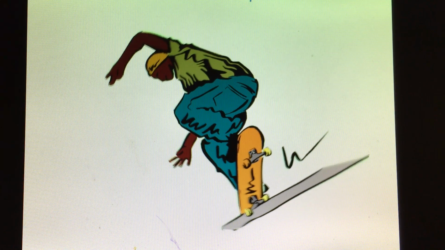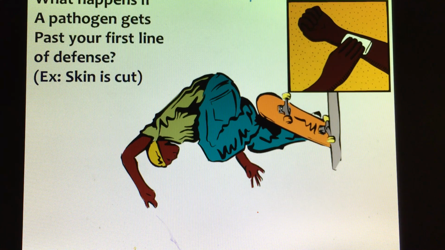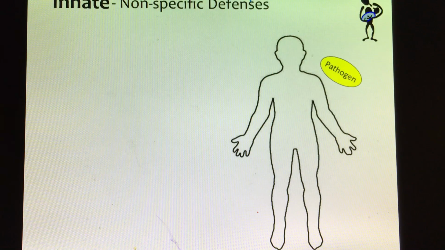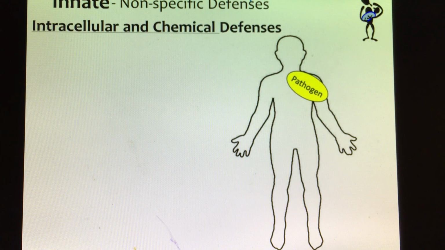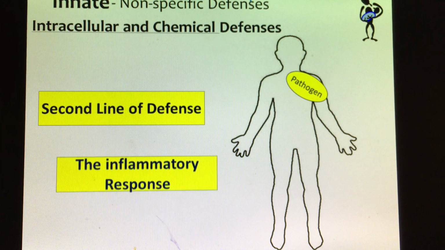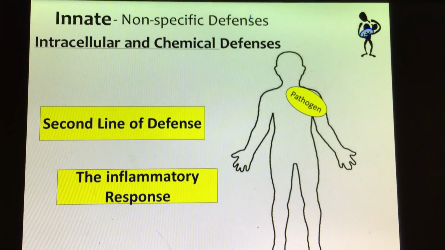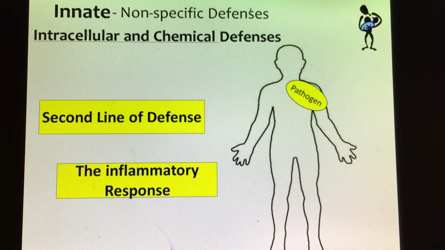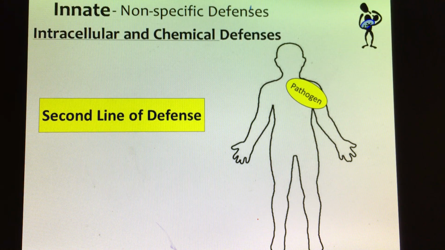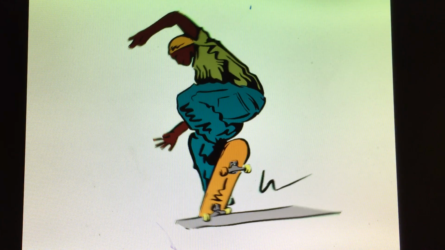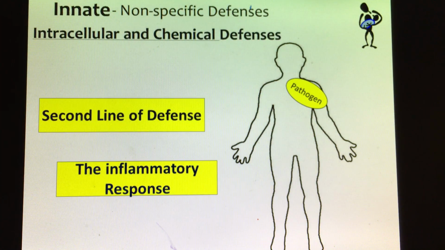Now sometimes though, your skin, for example, might get broken, like if you fall while you're skateboarding or something, and so now your first line of defense has been defeated. So now we have what's called our second line of defense. If a pathogen actually gets past your skin or your lysozymes, etc. So here, our second line of defense is called the inflammatory response, not to be confused with the immune response, which is later. So now we're looking at still non-specific innate defenses, but these are going to be intracellular and chemical defenses. Whereas the skin and those things were extracellular, outside of the cells.